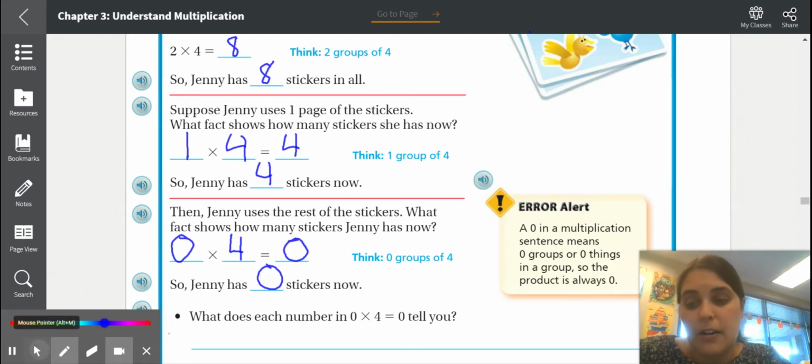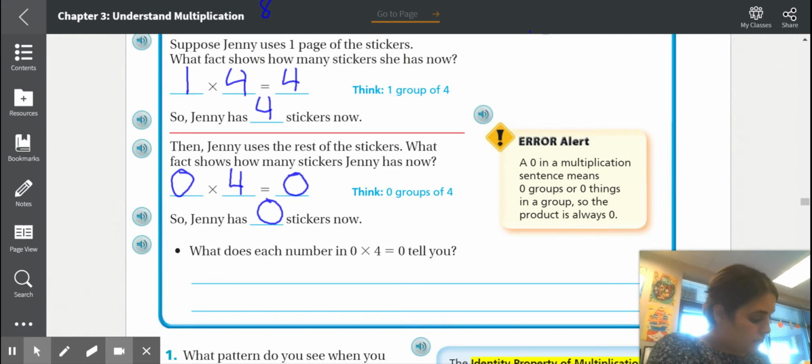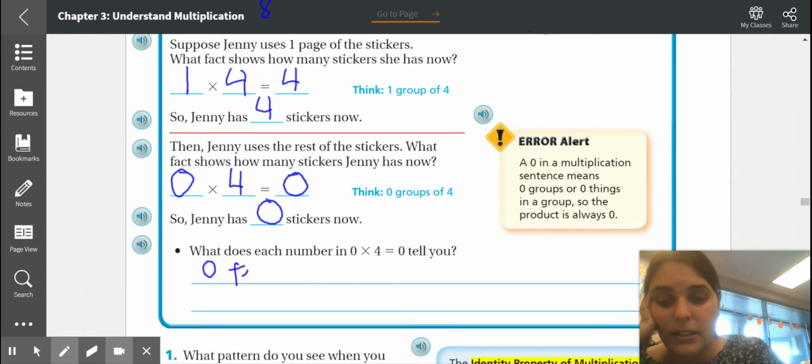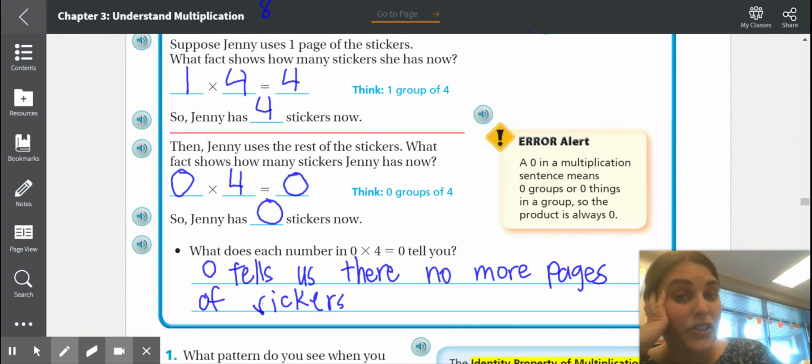So this number 0, what does each number in 0 tell you? The 0 tells us there are no more pages of stickers. So if there are no more pages of stickers, then she doesn't have any stickers left.